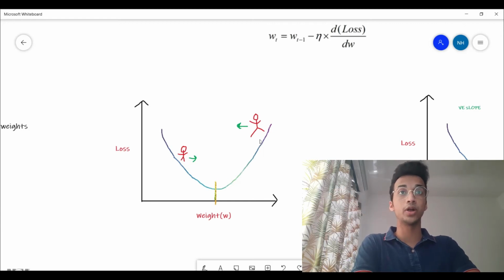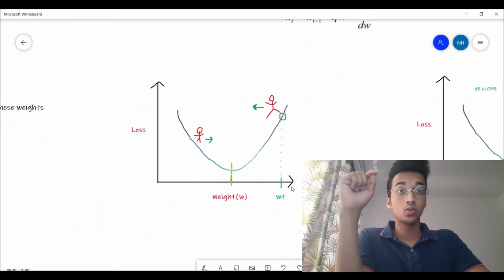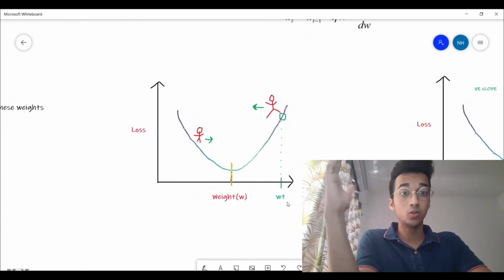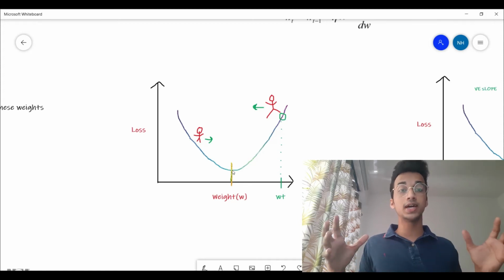Now let's get to the main point. As I said, you start by randomly taking a set of weights. Let's say you started with a random weight, W of t, and you got a particular loss somewhere on this curve over here, where the green circle is highlighting. So from over here, you want to get closer to the minimum. How are you going to do that?